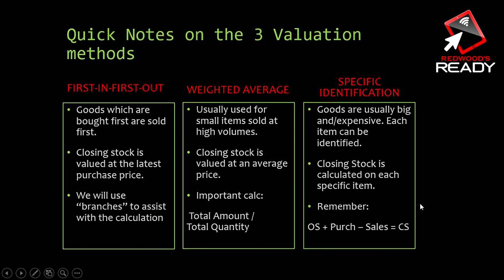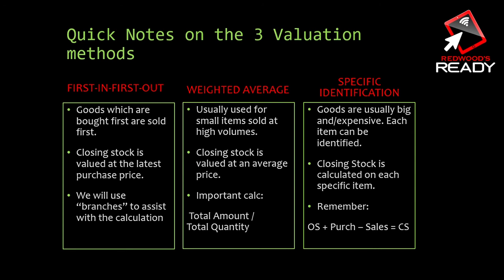Okay. So here's some quick notes on the three systems. First in, first out, which we also call FIFO. Goods which are bought first are sold first. So closing stock is valued at the latest purchase price. Then we're going to be using branches to assist with the calculation. You'll see that in questions. The next one is the weighted average method. It's usually used for small items sold at high volumes. Closing stock is valued at an average price, and an important calculation is total amount divided by total quantity.